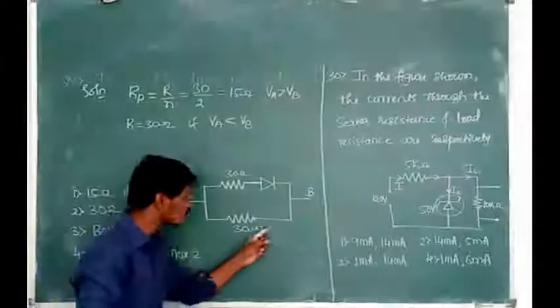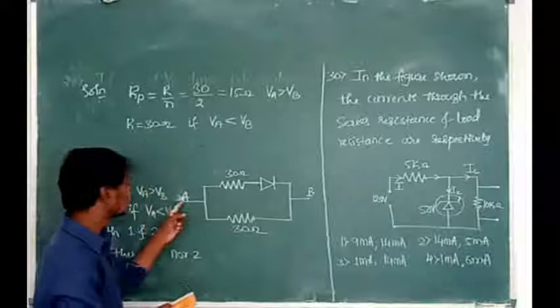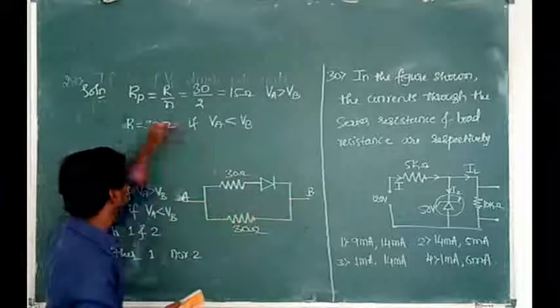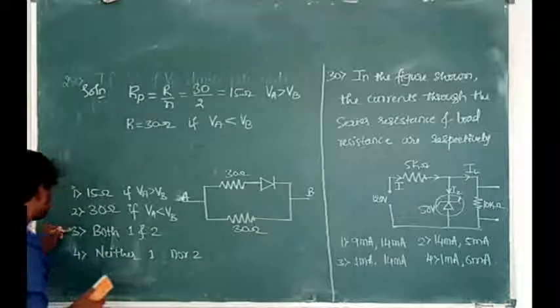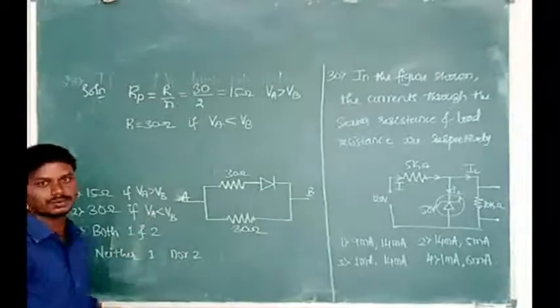Only this resistance can conduct the current. Then what is the resistance now? 30 ohm, only when VA is less than VB. Means both are correct. Which is the right option? Third one is the right option: both 1 and 2.